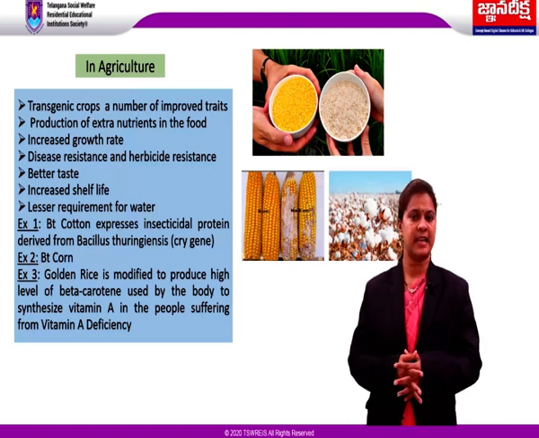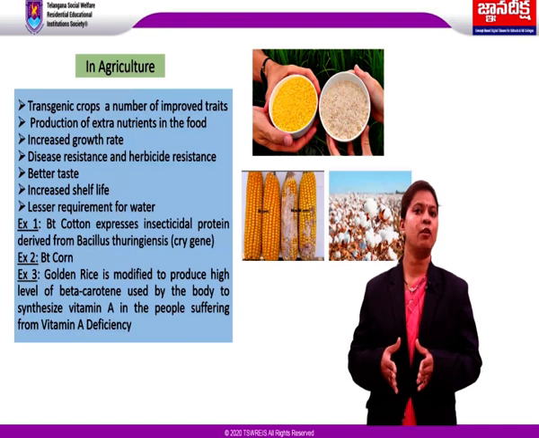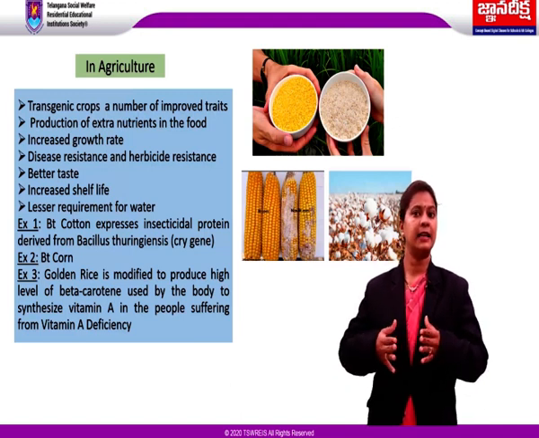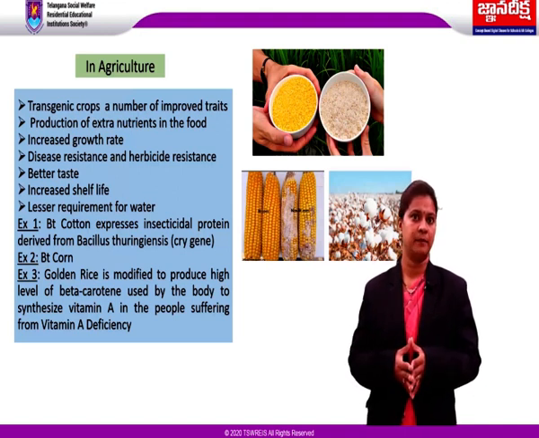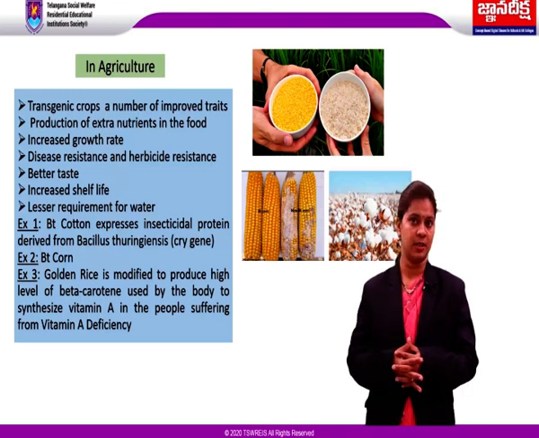When we talk about the next example, that is golden rice. Golden rice is modified to produce high levels of beta carotene, used by the body to synthesize vitamin A in people who are suffering with vitamin A deficiency.